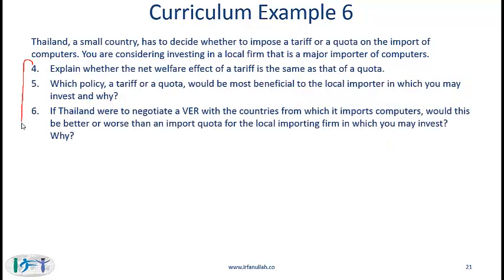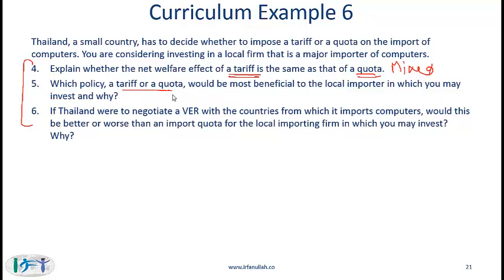There are three more questions. Explain whether the net effect of a tariff is the same as that of a quota. And we've been through this. With a tariff, clearly the revenue goes to the government. With a quota, the effect is mixed. There is this quota rent, which could be captured by the exporter or it could be captured by the government depending on the government's actions.